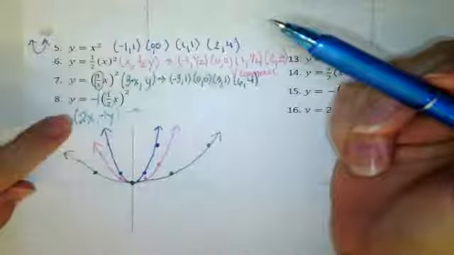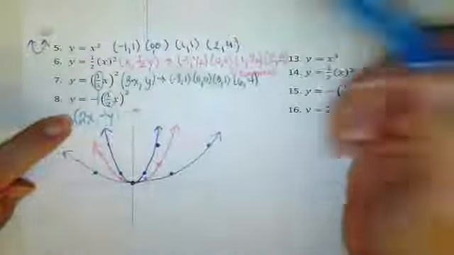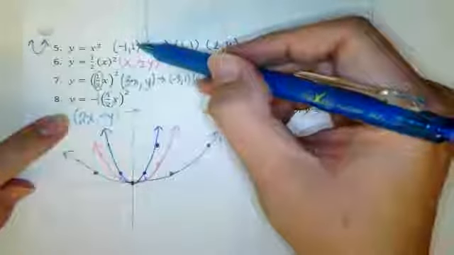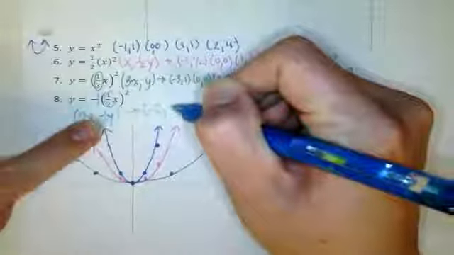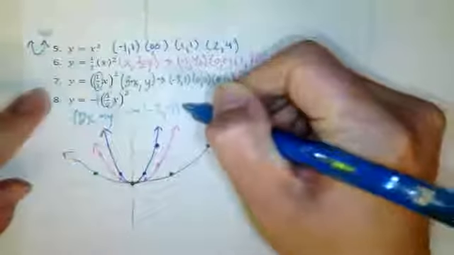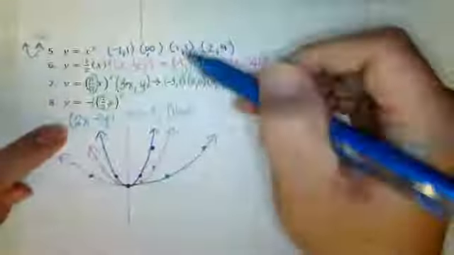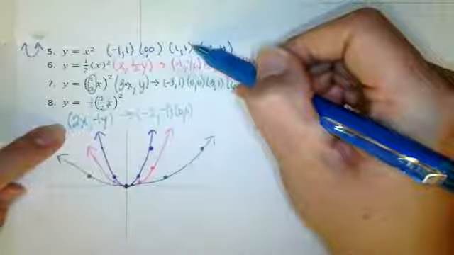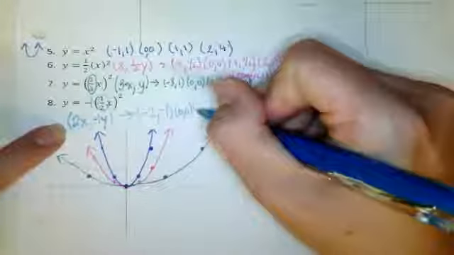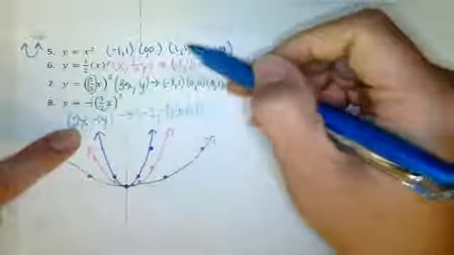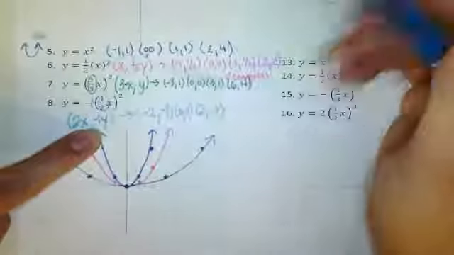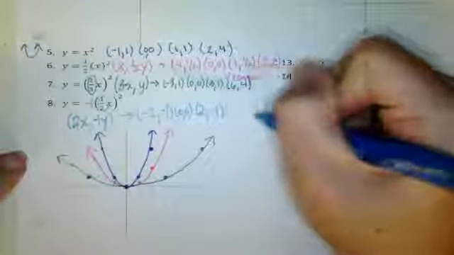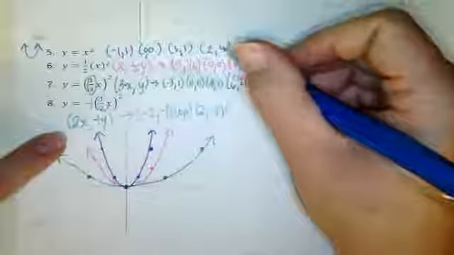All right, so now we're transforming both the x and the y coordinate. -1, 1 is going to turn into what? -2, -1. Very good. 0, 0 stays the same. 1, 1 is going to turn into what? 2, -1. 2 times the x is 2. -1 times the y is -1. And 2, 4 is going to turn into what? 4, negative 4. Very good.